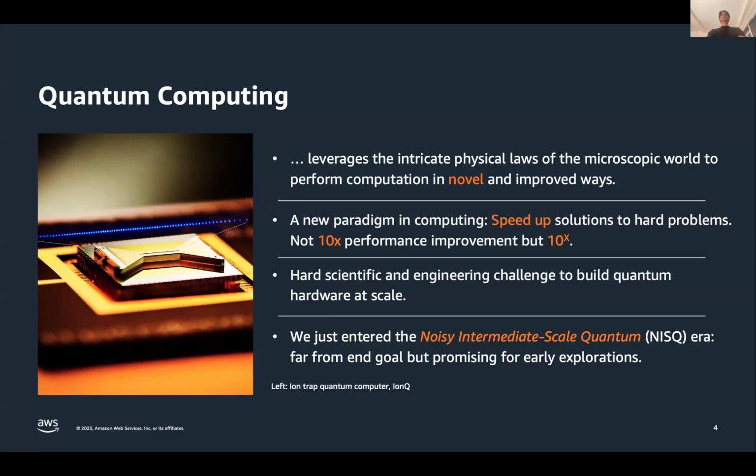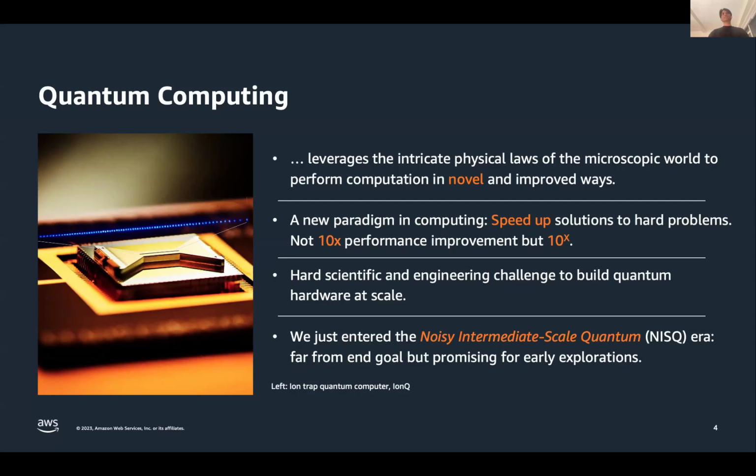For instance, if you look at the factoring algorithm, the classical algorithm for factoring is nowhere close to what Shor's algorithm for factoring is, right? And this happens precisely because the way information is processed in quantum computers is fundamentally different from that in traditional computers. Now, we have just entered what is called the noisy intermediate scale quantum era.